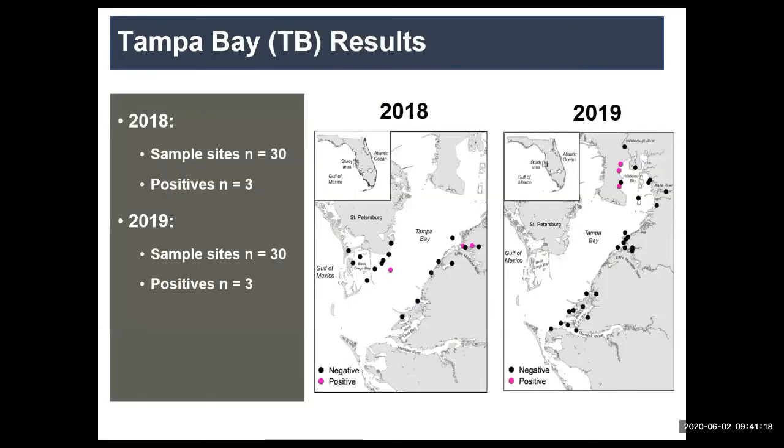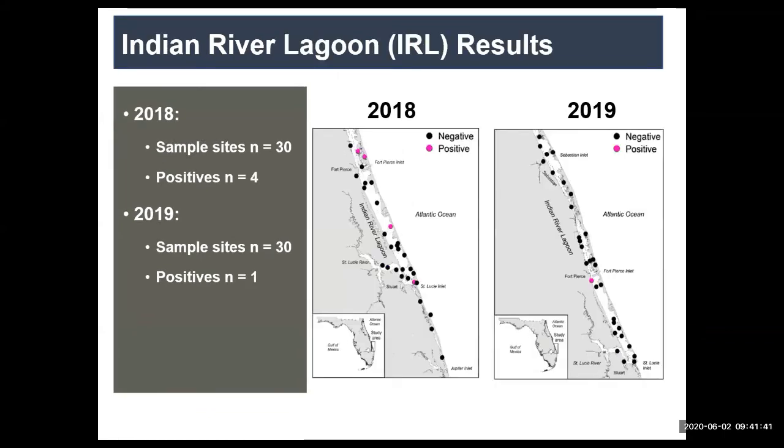Next slide, please. Our Tampa Bay results: in 2018, we had 30 samples with 3 positives, and in 2019, we had 30 samples with 3 positives. This was really influential information because we can send this out to researchers in that area and they could direct their sampling due to this. Next slide, please. In the Indian River Lagoon in 2018, we had 30 samples taken with 4 positives, and in 2019, 30 samples taken with 1 positive. Now, we are unsure of the size of the sawfish, but because we're in a habitat where you can find small juveniles, it gives the scientists high hopes that this could become another thriving nursery.